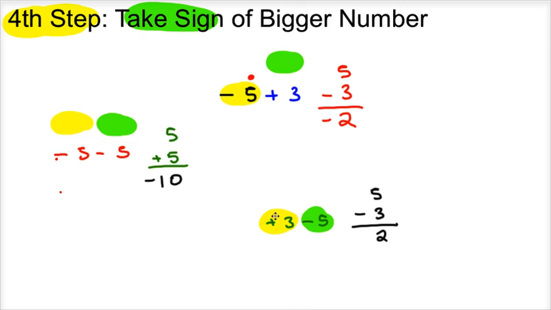And let's look at our last one. We have +3 and -5. Is 3 bigger or is 5 bigger? Here we see that the 5 is bigger, and since the 5 has the negative sign, my answer again is going to be negative. Okay, so let's put this all together. Ready? Let's try these out.